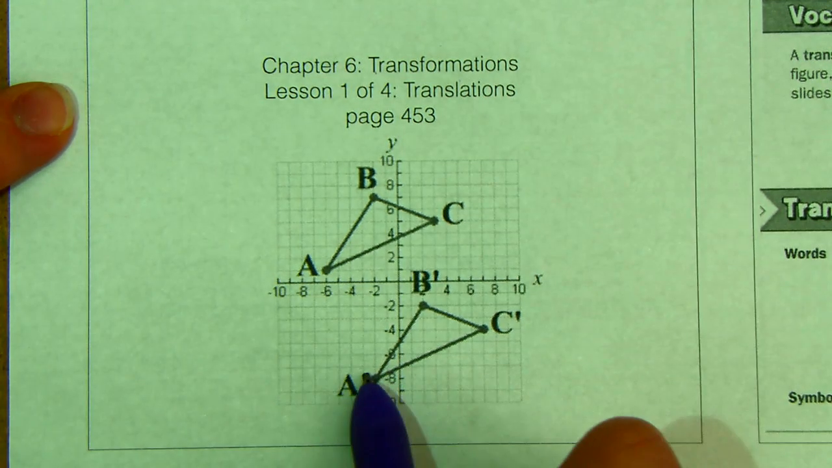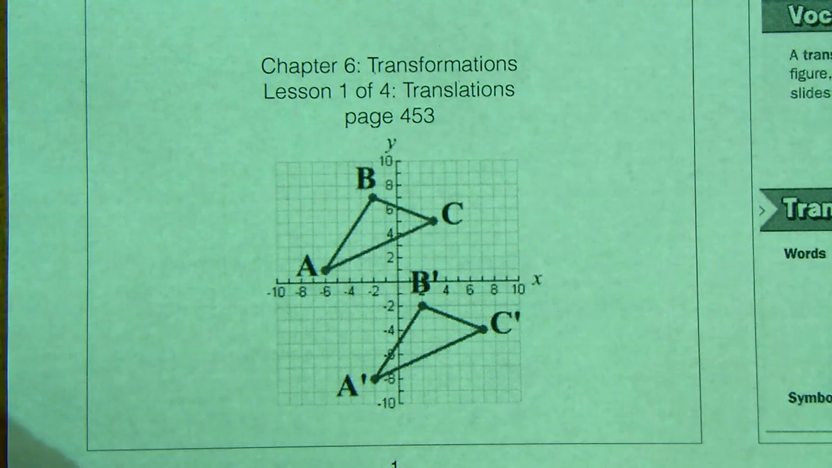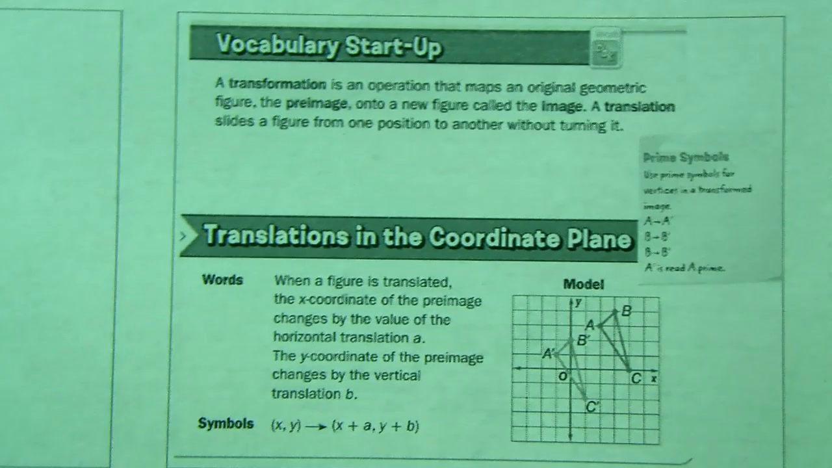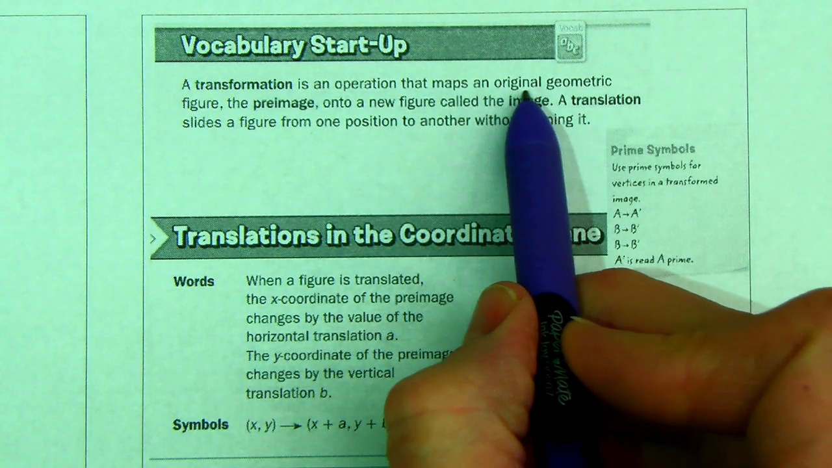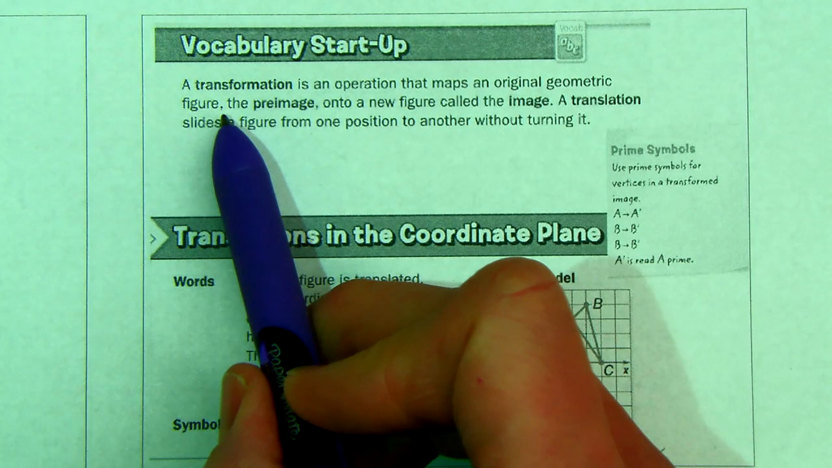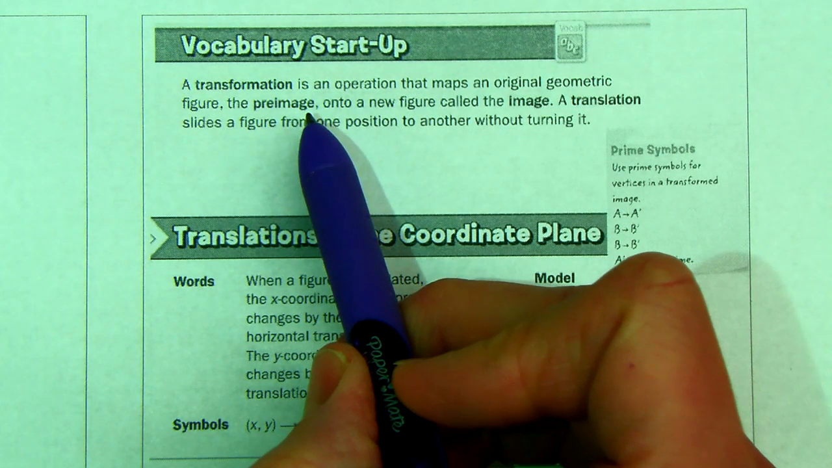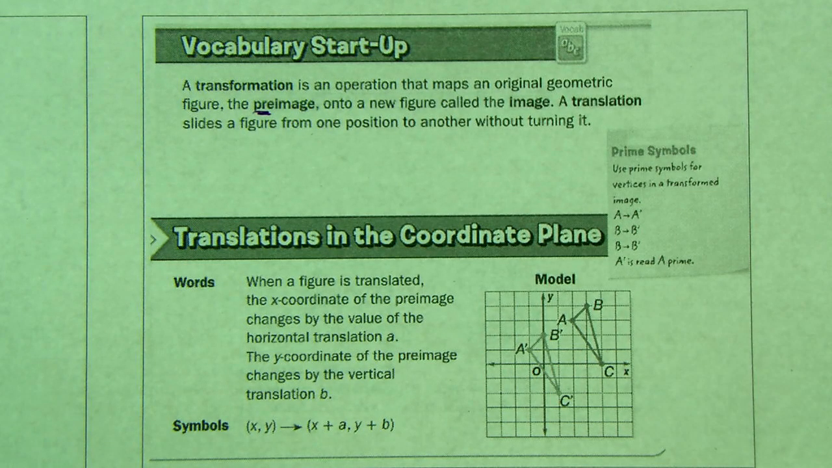So just a couple of terms for your vocab sheet that hopefully you picked up or you can get later. A transformation is an operation that maps an original geometric figure. So the pre-image is the one that you start with. Prefix pre, you guys know that, the one that comes first. And then after you translate it today or transform it in another way, it's called the image.